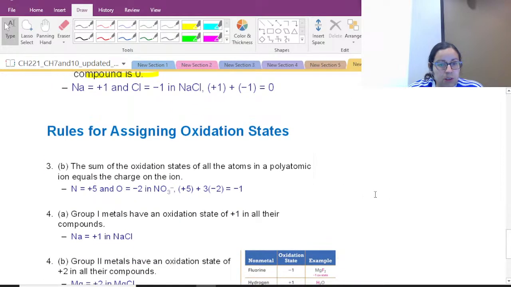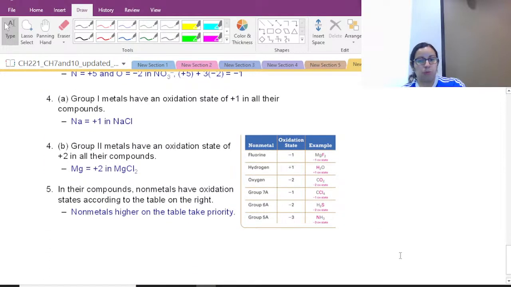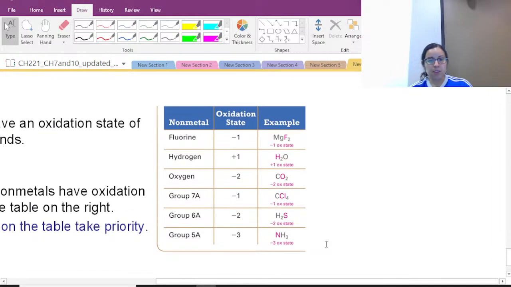And then let's look at these rules. They go in priority. What it means is fluorine is always, always, always -1. That makes sense, because it's extremely electronegative, so it's always going to be gaining electrons. You'd never find it in a positive oxidation state. So it's always -1, and you can base your oxidation state off of fluorine.